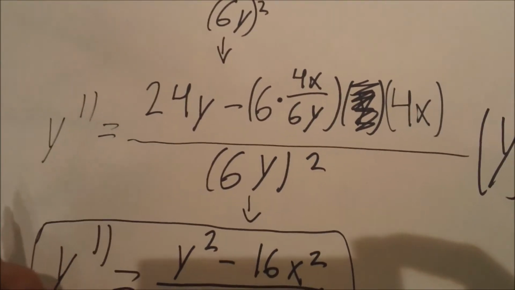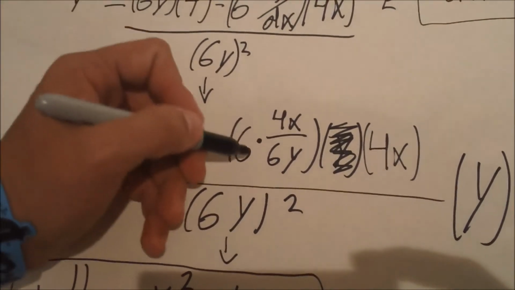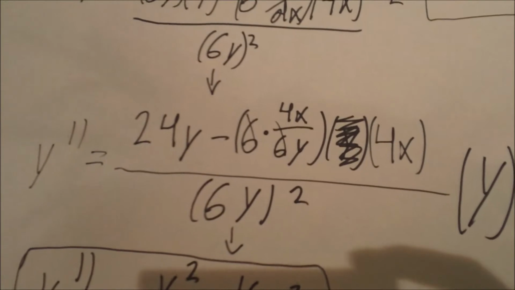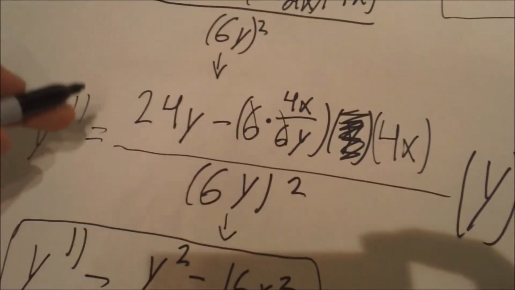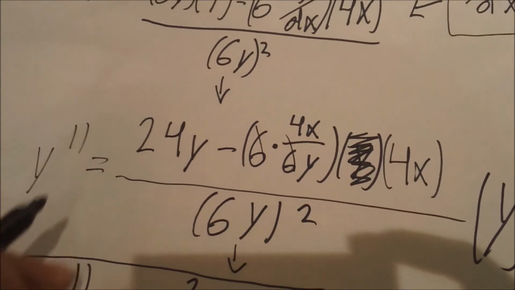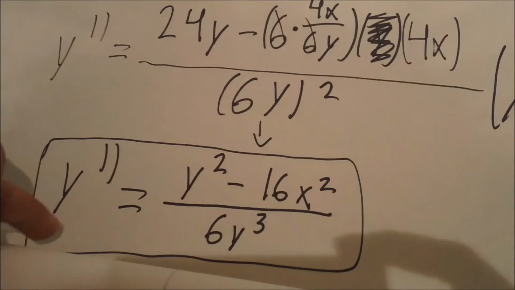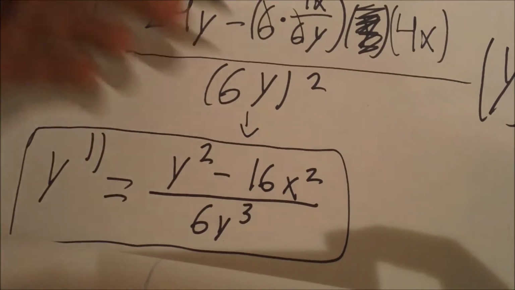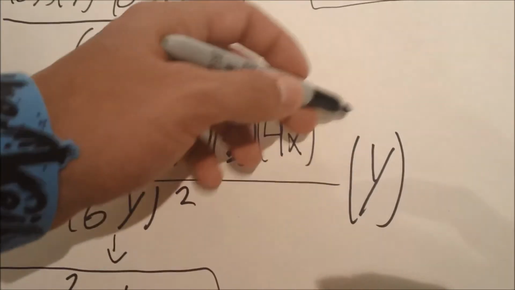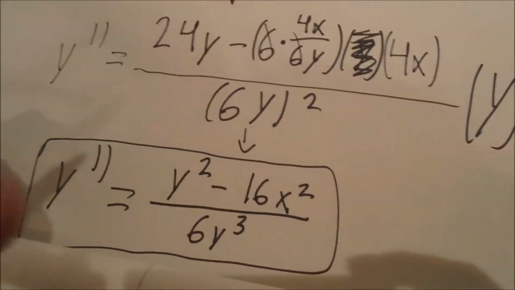Okay, when you have finished simplifying, by crossing these out, you're left with, excuse me, y squared minus 16x squared over y cubed. Do not forget to multiply by this y prime on the side of this equation, or else your answer will be wrong.